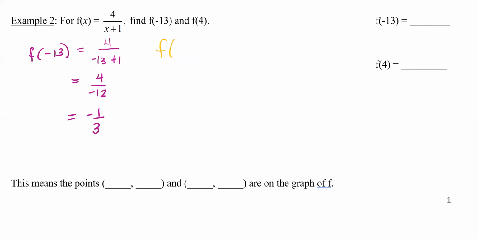And if we want to find f of 4, we're going to substitute in 4 wherever there's an x. So over on the right, f of negative 13 is equal to negative 1/3. We have the ordered pair negative 13, negative 1/3. And f of 4 is equal to 4/5. And so we have the ordered pair 4 and 4/5. There we go.